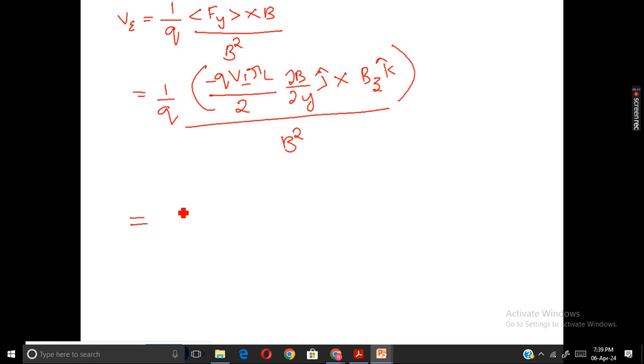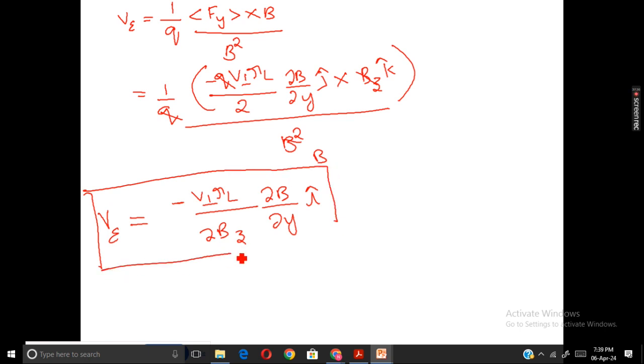So q and q will cancel. We are left with minus v perpendicular RL, and B squared and Bz will be in the denominator. So v perpendicular RL by 2B ∂B/∂y. This will be acting in the i direction, positive i direction. So this is the equation for the drift velocity.